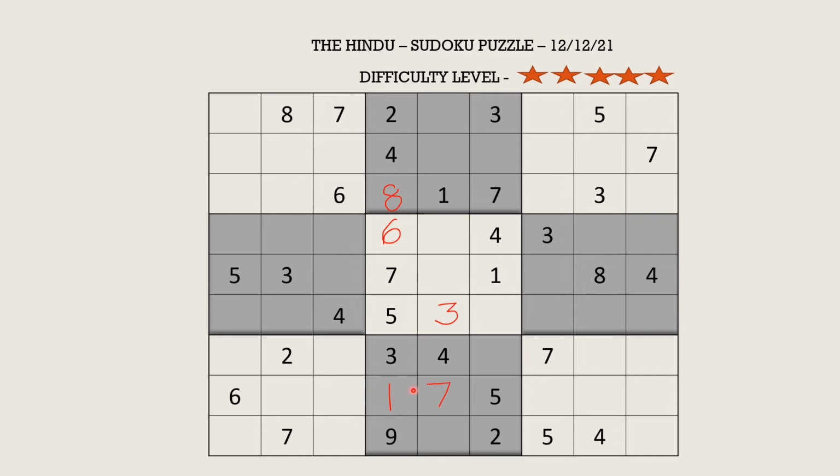So that leaves this block with only two empty cells. The missing numbers are 6 and 8. So this becomes a 6-8 pair.